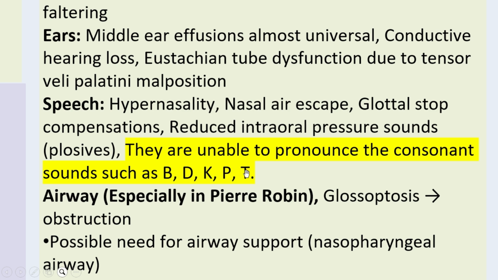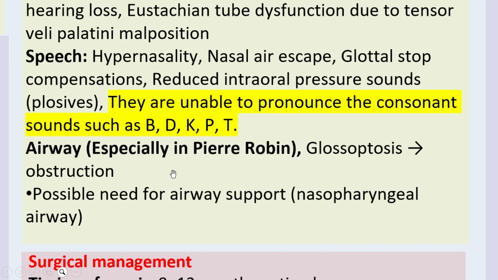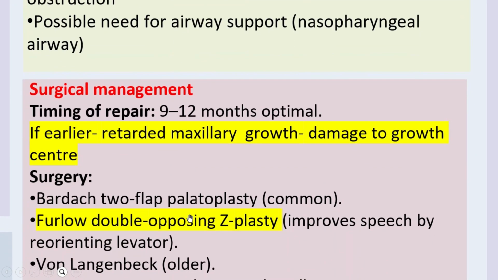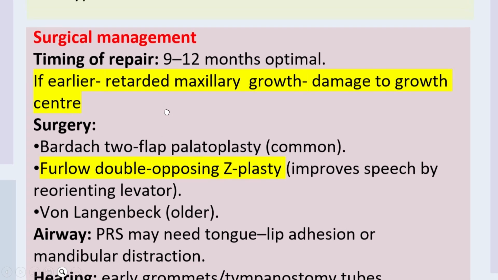Then when it comes to the airway, especially if you have Pierre Robin sequence, you have to be careful with glossoptosis, where the tongue is pushed backwards because it could obstruct the airway, and there may be a possible need for airway support. So the surgical management for the cleft palate is normally done at 9 to 12 months. And this is because if you do it earlier than that, you're going to have retardation of the growth of the maxilla.